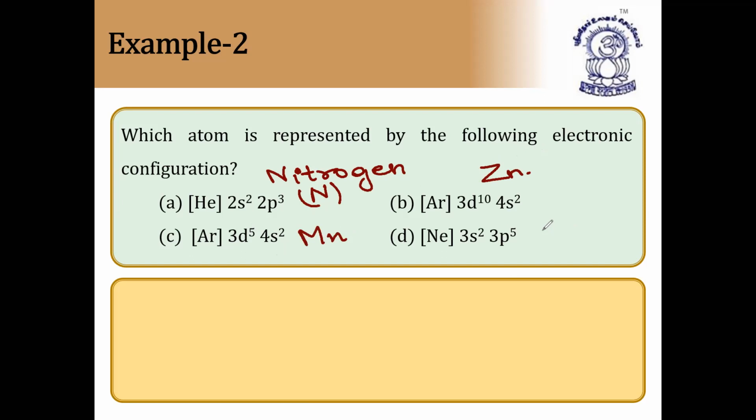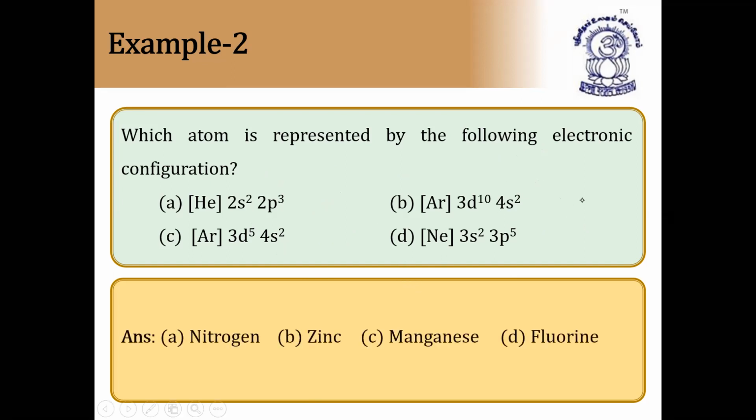Next, after neon, it has 5. So neon means 10. 10 plus 2 plus 5, 7. 17 means chlorine. So these are the elements. So first one, you can know nitrogen, zinc, manganese, and fluorine. No, it is not fluorine, it is chlorine. It was printed wrong. So change it into chlorine because neon is already 10. 10 plus 7, it is chlorine. So please correct it. Next.